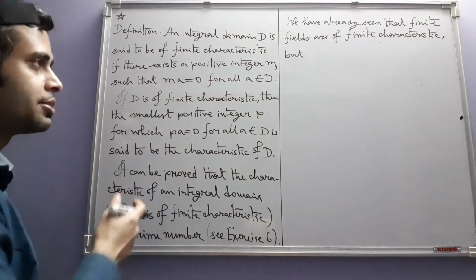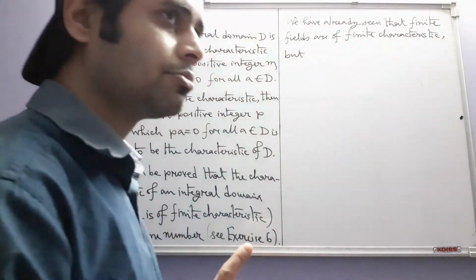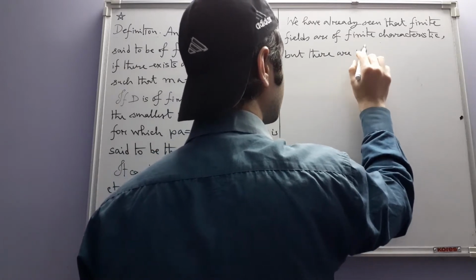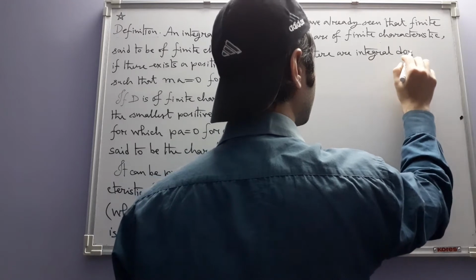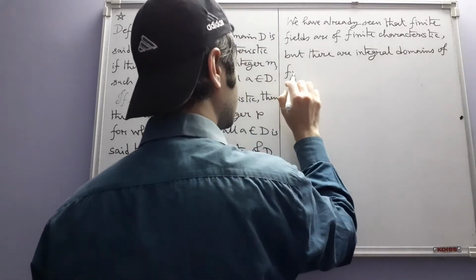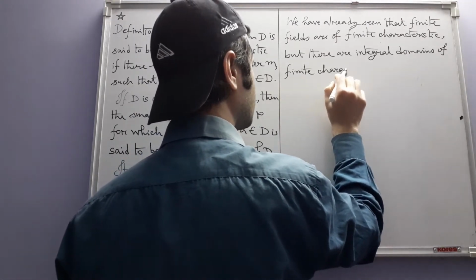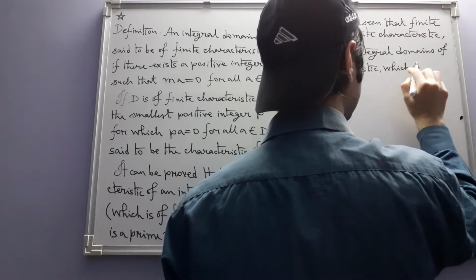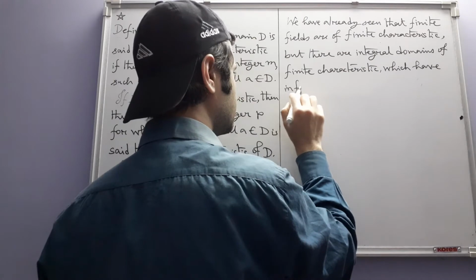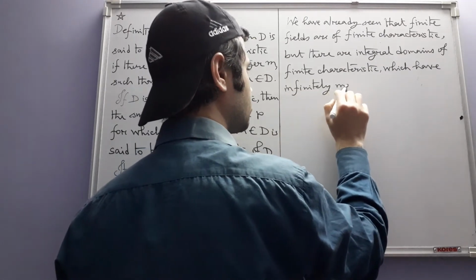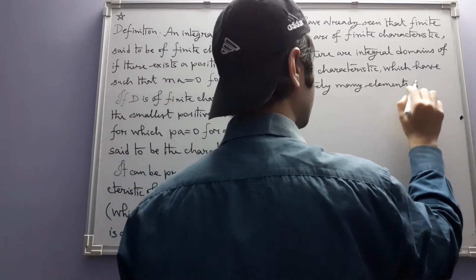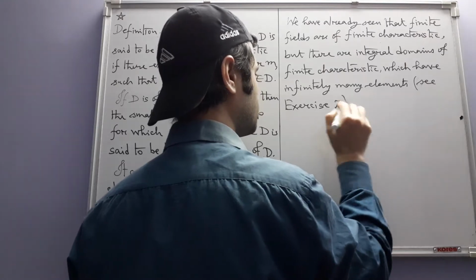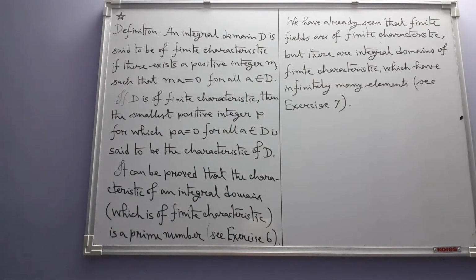So we have seen that finite fields are of finite characteristic, but there are infinite integral domains which are also of finite characteristic. But there are integral domains of finite characteristic which have infinitely many elements. See exercise 7. Exercise 7 asks us to provide such an example.